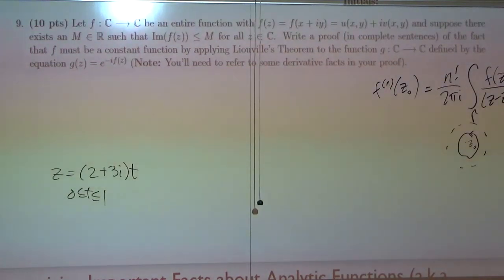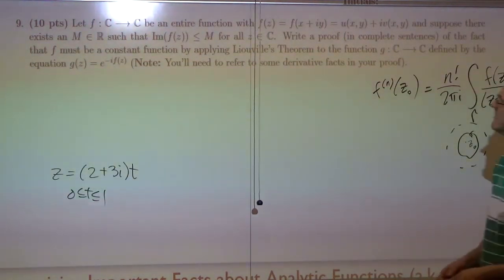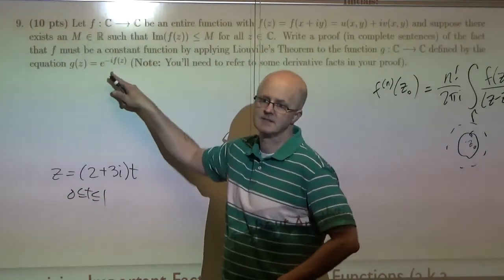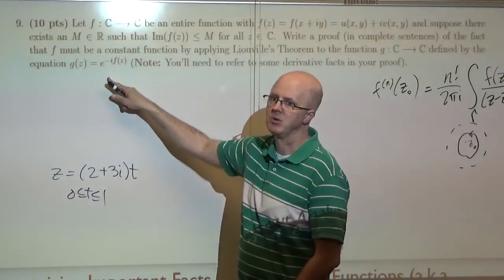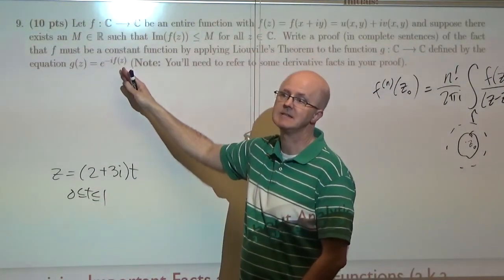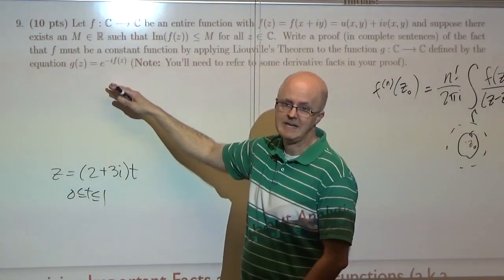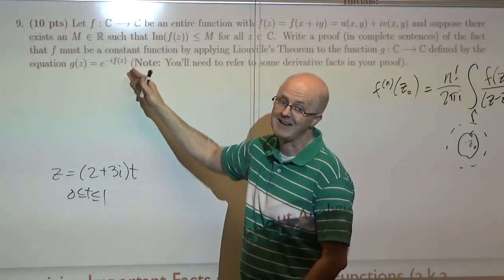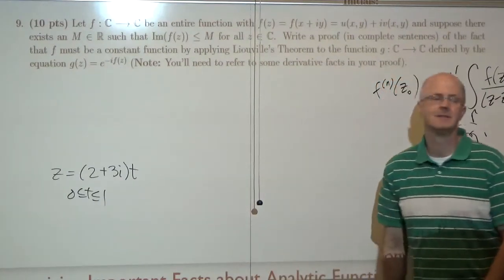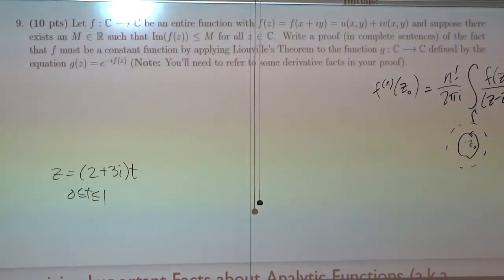I did want you to mention the chain rule if needed when you verify this is analytic over the whole plane, based on the assumption that f of z is, and the fact that e to the z is analytic, and really i times z is analytic as well. I wanted those things to be mentioned. You don't actually have to take the derivative, though you could, but it's not really necessary.